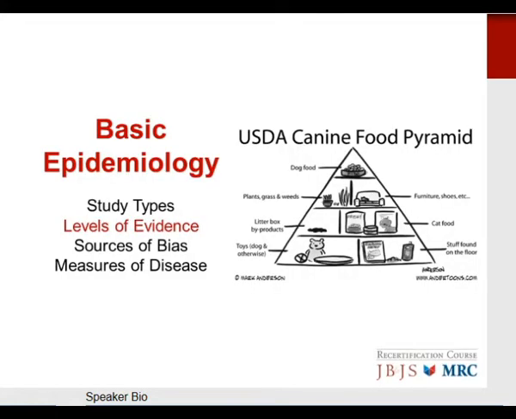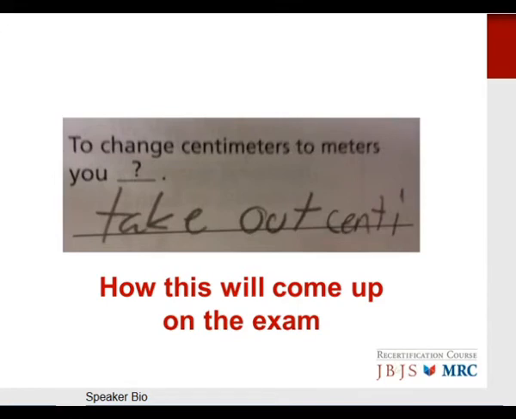So we've talked about the study types, but where do they fit into the levels of evidence? Again, some of you who've been following along closely have noticed that the JBJS recently changed their levels of evidence. I do not believe still that this is valid or going to be tested on your exam. I think it will still follow the more widely used standard levels of evidence. So how will this come up on the exam?